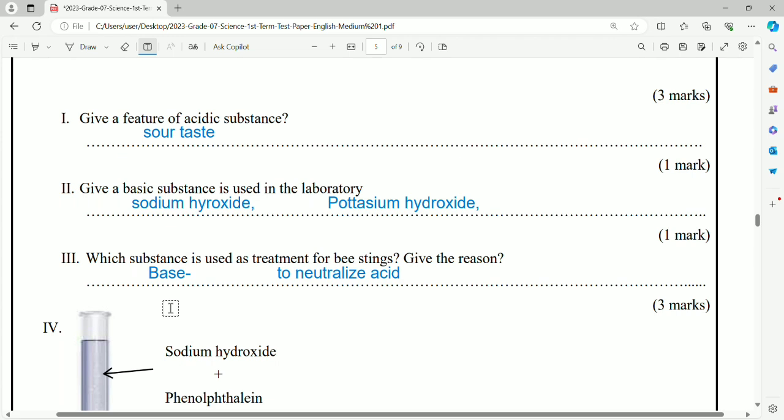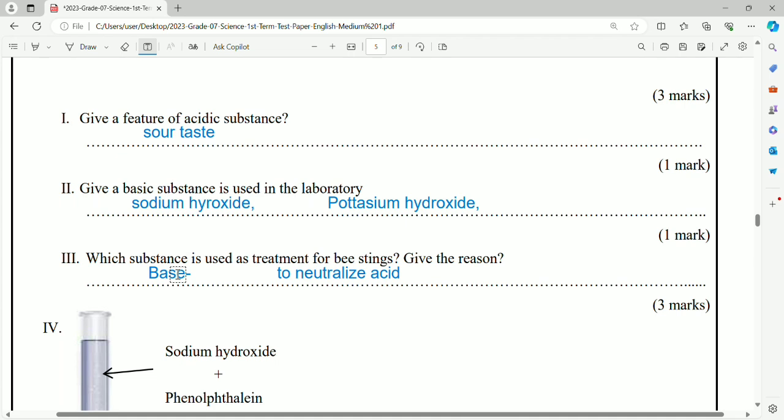Which substance is used to treat a bee sting? B means bee, base. What is the first letter of base? B. So a bee sting contains acid. In order to neutralize it, we have to apply a base such as lime water. We can apply it in order to neutralize bee stings. For wasp stings, we have to apply tamarind acid.